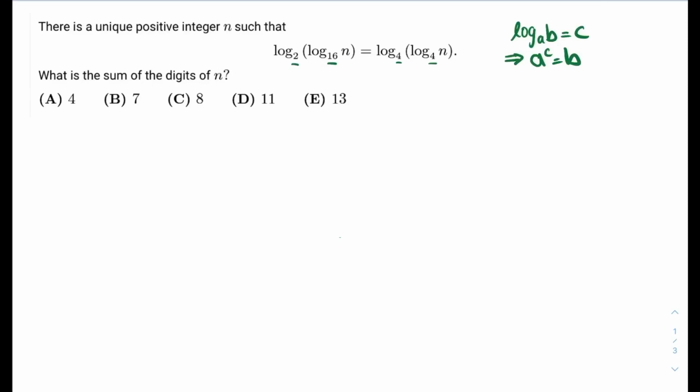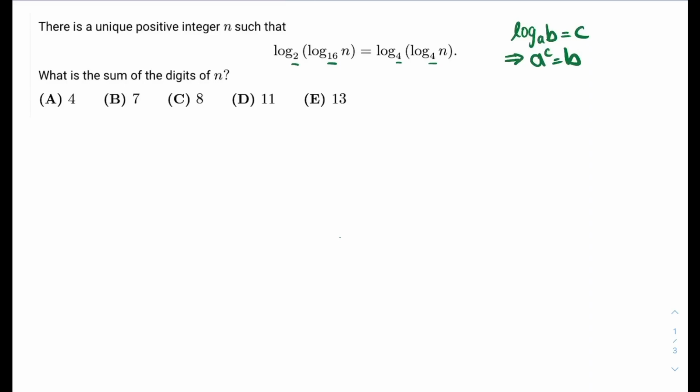In general, if you see a log problem with things on both sides of an equation, you want to try to get them into the same base, because that's going to be a lot easier to solve for and compare the sides to one another. Because everything is a power of 2, we'll be able to bring everything into log base 2 pretty easily. To do that, we're going to have to use the log change of base formula.